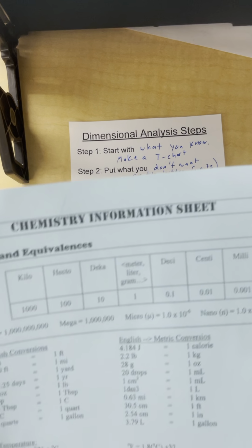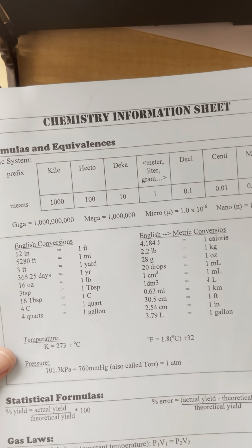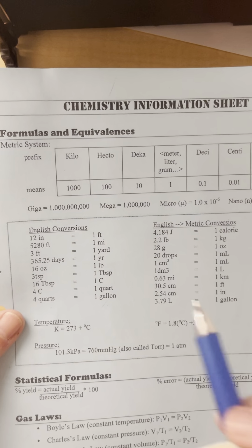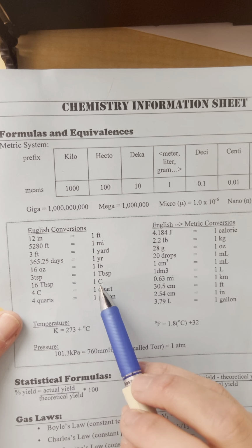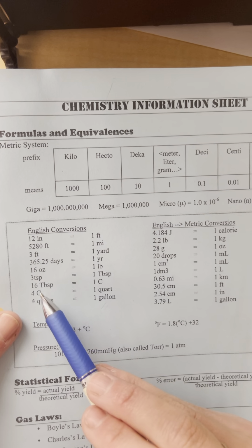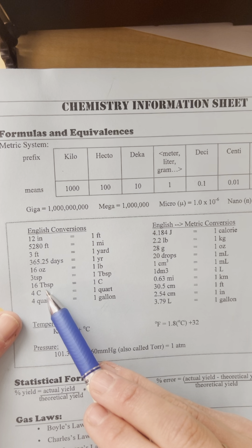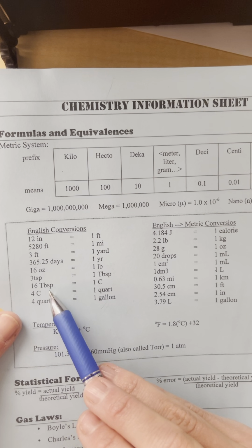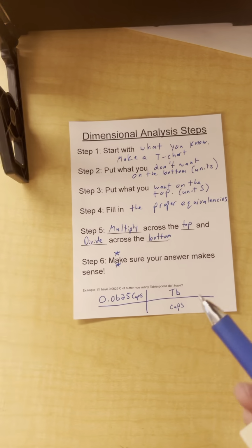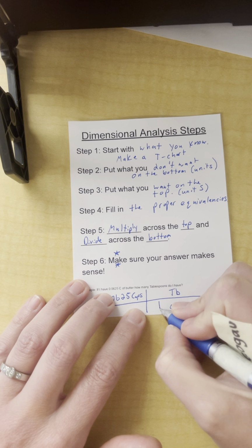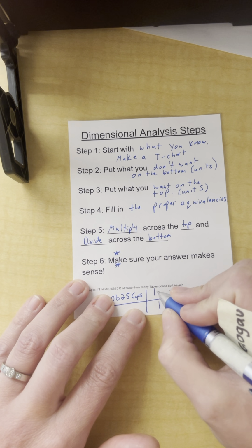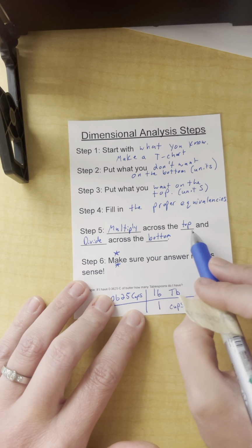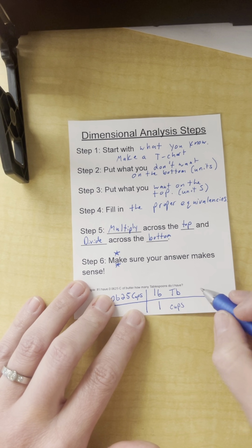Your blue lifeline, you're gonna see a bunch of different numbers on there. Okay, I've already checked ahead and I know where that one is. It's right here, my equivalency. 1 cup equals 16 tablespoons. Okay, so with that, the 1 goes with the cups and the 16 goes with the tablespoons. So let's put that in. So 1 cup, what do I put on top? 16 tablespoons. All right, multiply across the top and divide across the bottom.